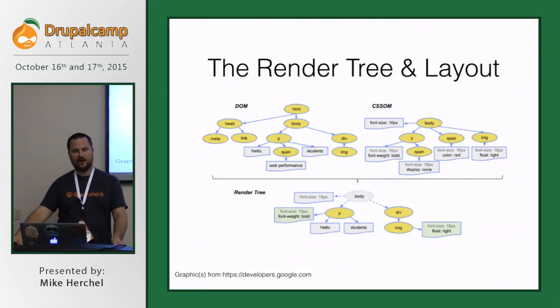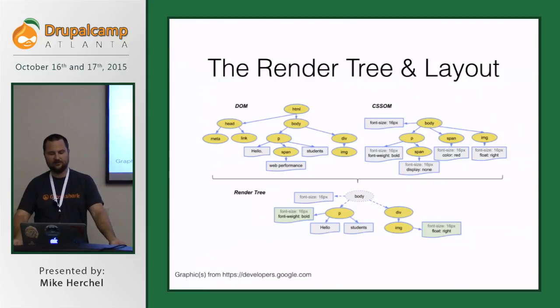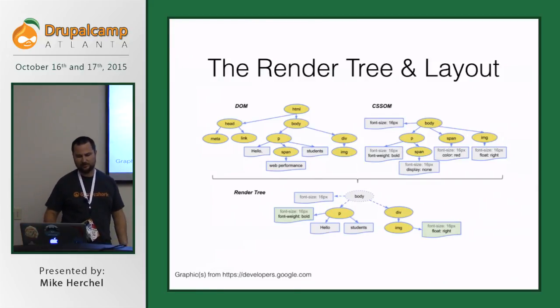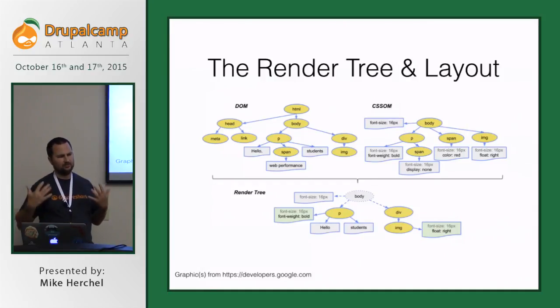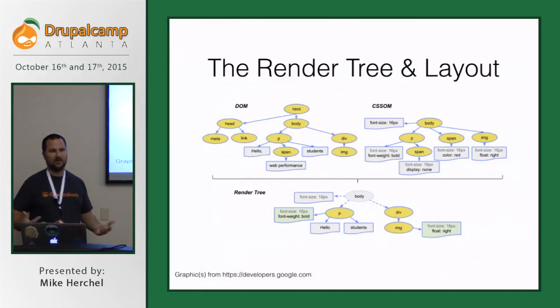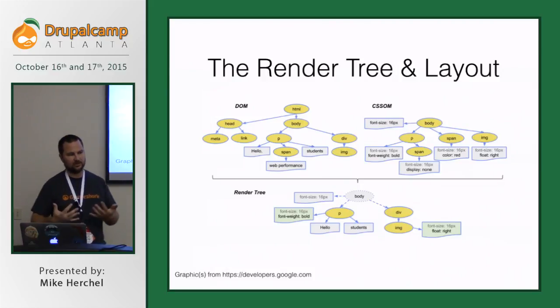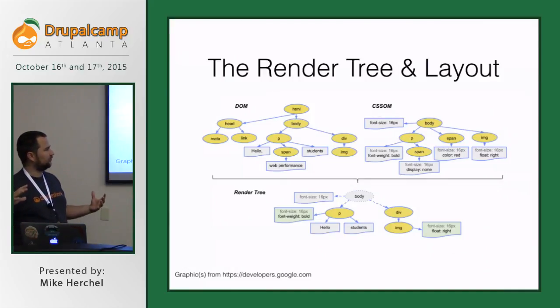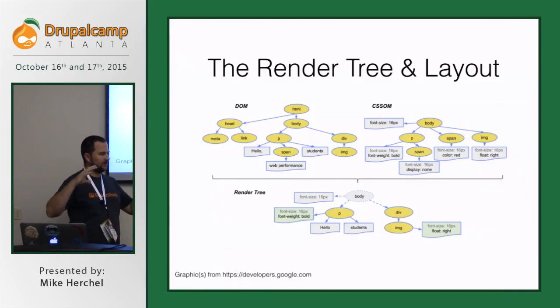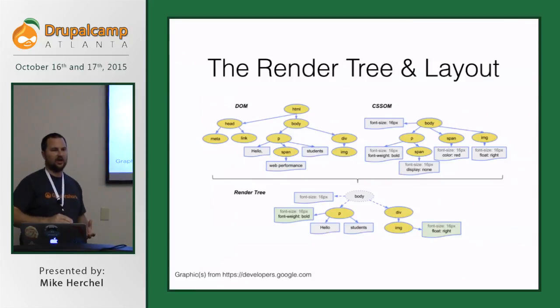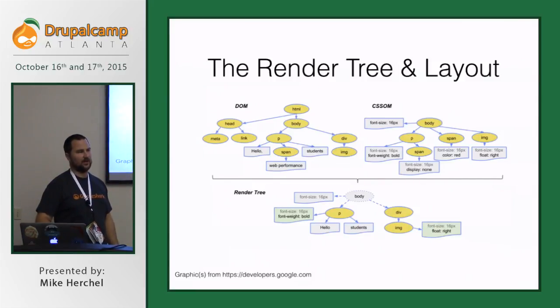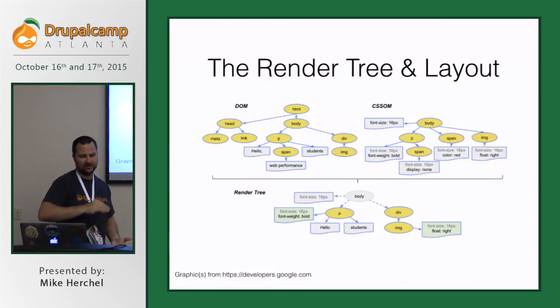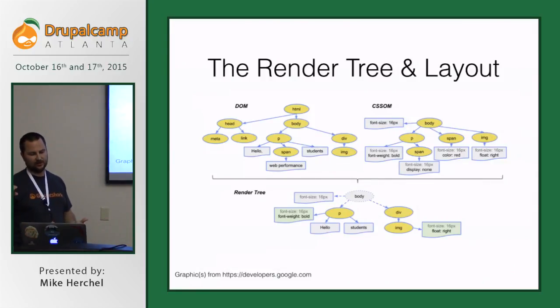The DOM and the CSS object model combine to form the render tree. So the render tree contains the nodes that are required to render the page. So if you display none something and it removes that, this is not going to be in your render tree. Something that's within DevTools, within the timeline tab, you'll see this as the layout event. We're going to go into the timeline tab of DevTools and look at some of the events. So this will show up as the layout event.